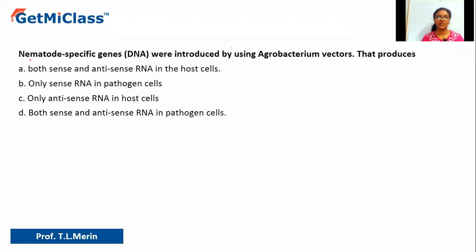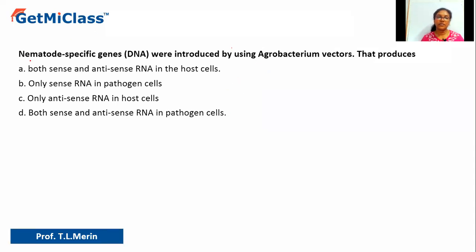So let's solve this question which says nematode-specific genes, that is DNA, were introduced by using Agrobacterium vectors that produce: option A, both sense and antisense RNA in the host cell. Option B, only sense RNA in the pathogen cells. Option C, only antisense RNA in the host cells. Option D, both sense and antisense RNA in the pathogen cells.